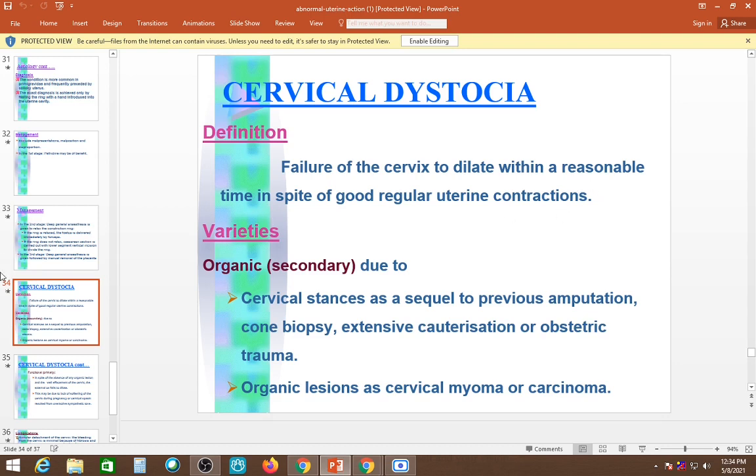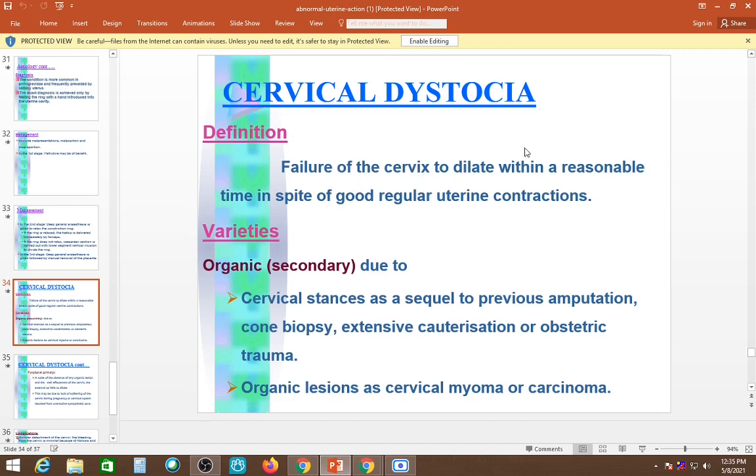Remember, the first stage starts from the time of true labor pain till the full dilatation of the cervix, which is 10 centimeters. Here, it takes maybe around 12 hours for a primary mother. Also remember that there will be a latent phase and an active phase. Latent phase means from 0 to 3 or 4 centimeters, and the active phase from 3 or 4 centimeters to full dilatation of the cervix. It takes 12 hours for the primary and 6 hours for the multi.